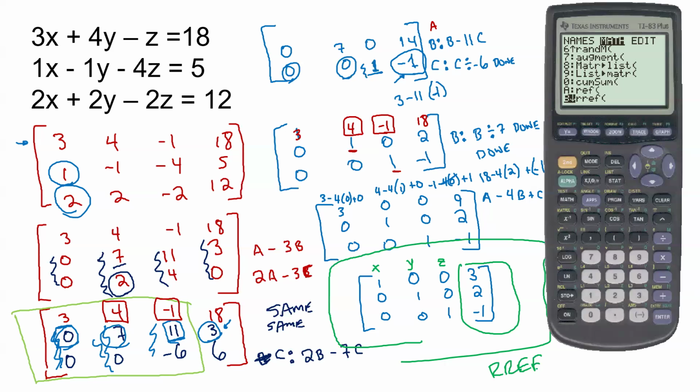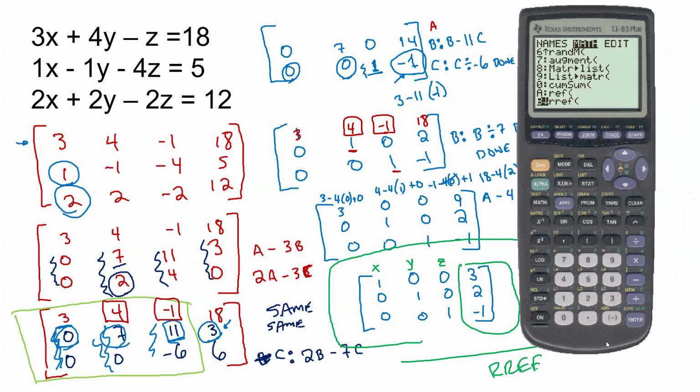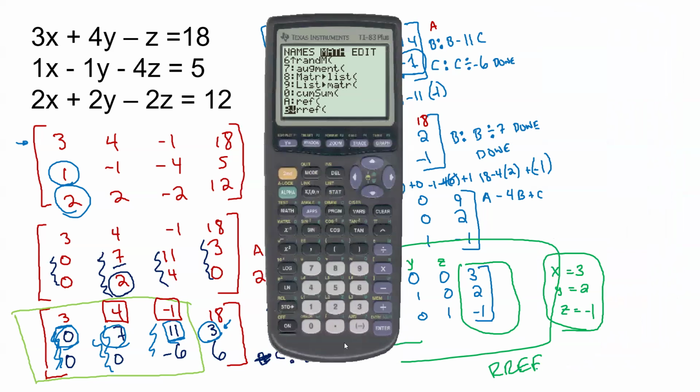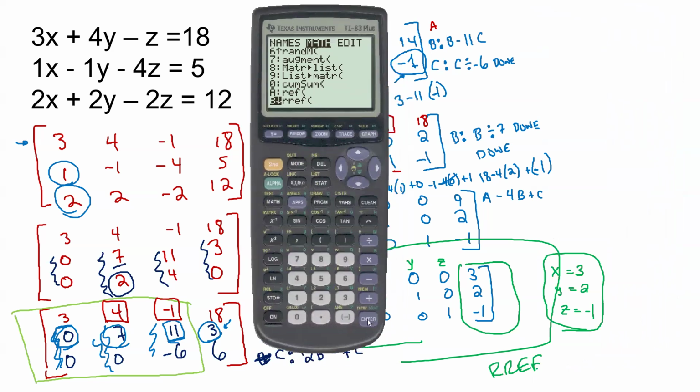And so I want to do an RREF on this matrix and see what I get. So hit enter. You got to tell it which matrix you put your numbers into. We were in matrix G, so I'm going all the way down there. Hit enter, and it's ready to go.